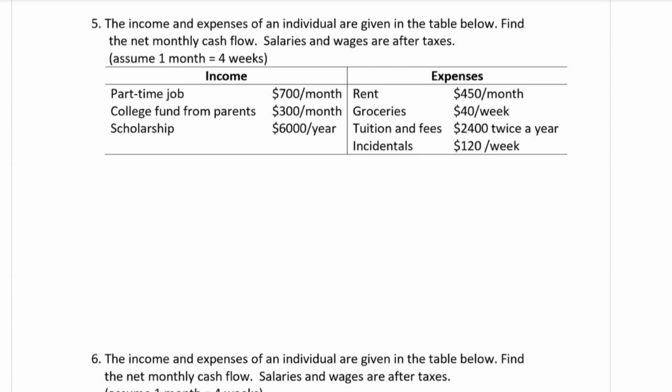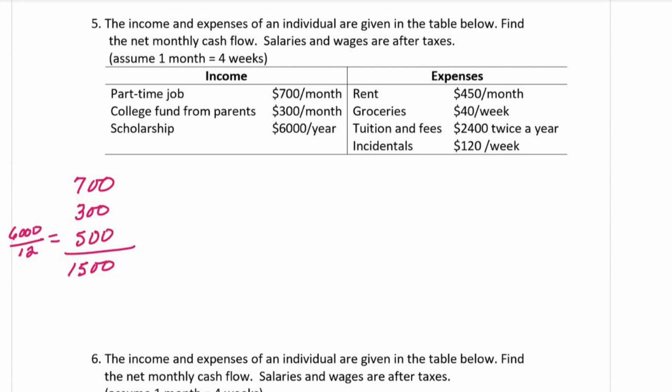So over here in the income part of the problem, I have $700 that I get from a part-time job per month, and my college fund is $300 per month from my parents, and my scholarship is $6,000 a year. So if I took $6,000 divided by 12, that would give me my monthly income of $500. So that's $1,500 that we have coming in every month.